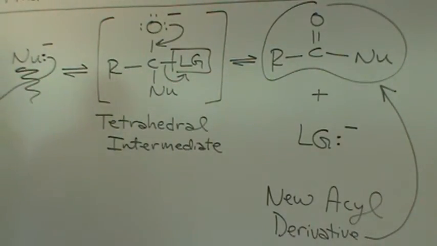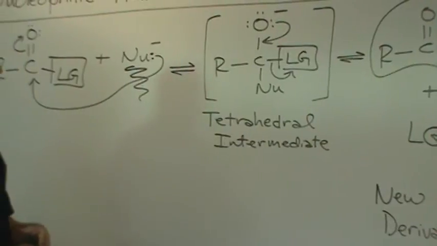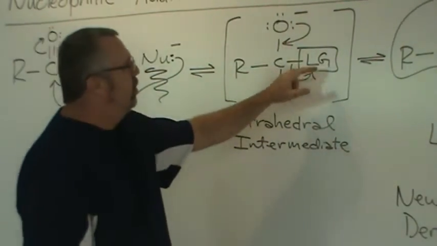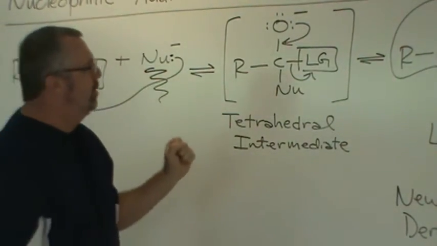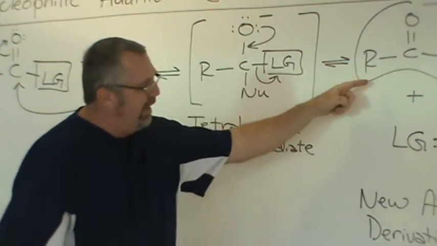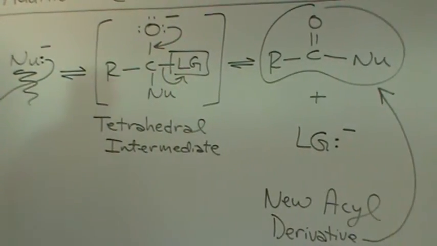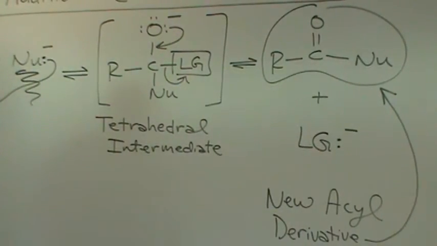What's going to determine the success of this reaction to a large extent is the nature of that nucleophile. Is it a strong nucleophile? Is it a weak nucleophile? And the nature of that leaving group. Once we get to the tetrahedral intermediate, if we have a very good leaving group, it's going to fly in this direction to this new acyl derivative. This is the nucleophilic addition elimination mechanism.